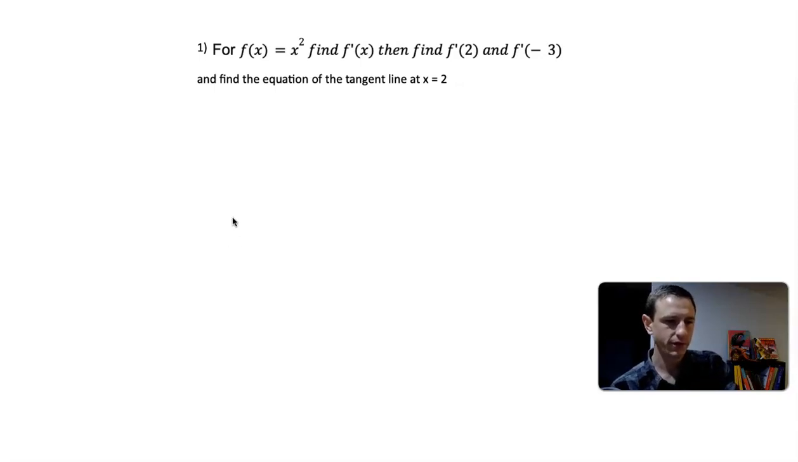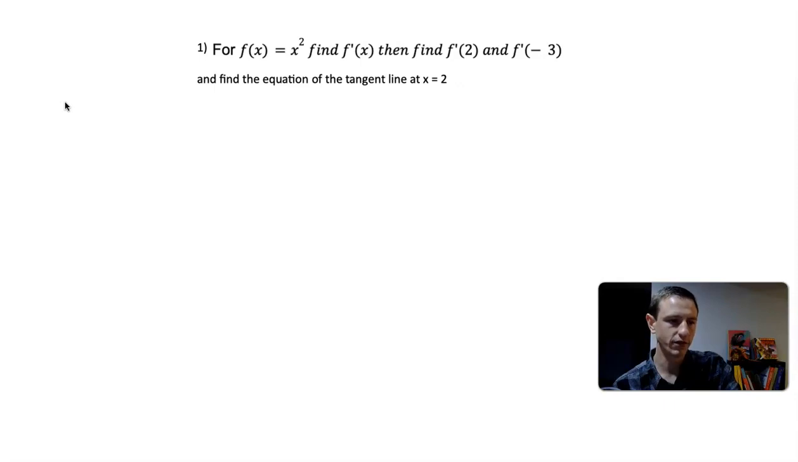In this example, we have the function x squared, and we want to find f prime, so the derivative. Then we want to find f prime of 2, meaning we're going to take 2 and plug it into the derivative, and f prime of -3, we're going to take -3 and plug it into the derivative. And we want to also find the equation of the tangent line at the x value of 2.